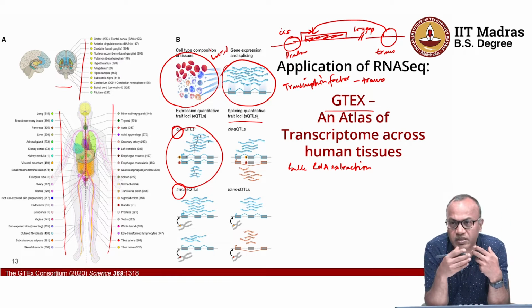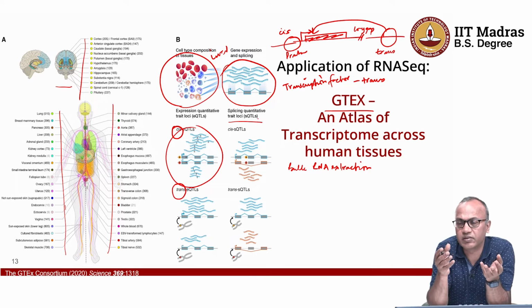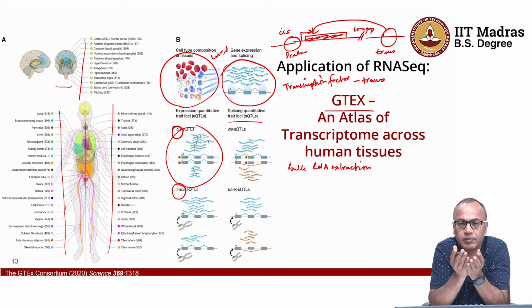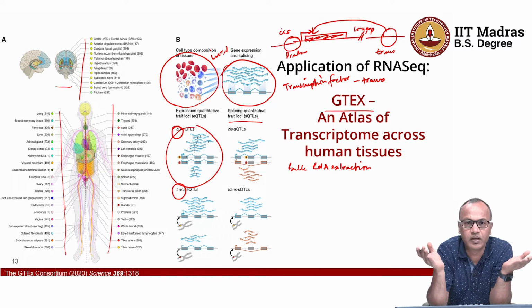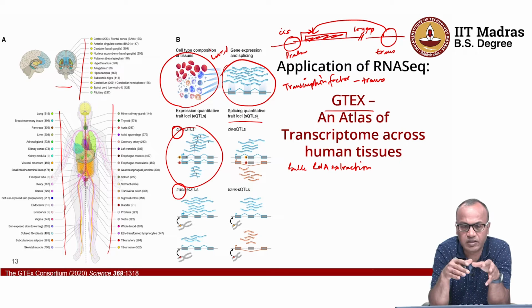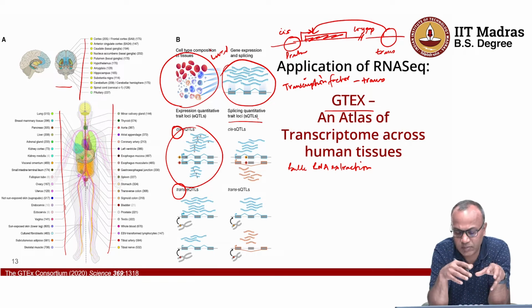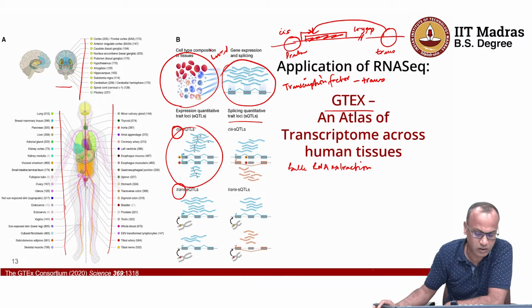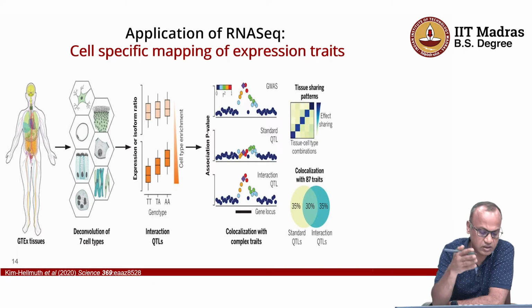So this kind of database, this kind of consortium effort, has given us the ability to form what are called the baselines of normal behavior. Any aberration from this can be identified as due to a particular disease, and this is being continuously used, and this is an example.